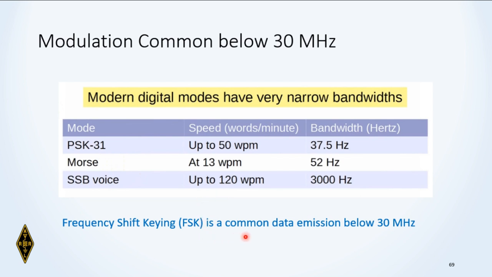And just a random fact to be aware of, because you might see it again: frequency shift keying, FSK, is common data emission below 30 megahertz. RTTY, radio teletype, is FSK. Remember that shifting the 170 hertz normally. So a little bit more on frequency shift keying.